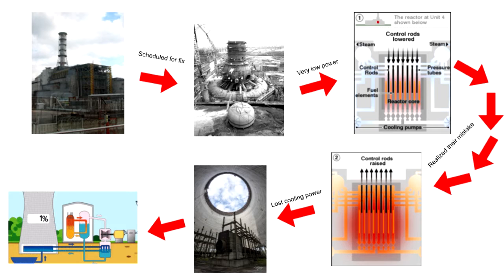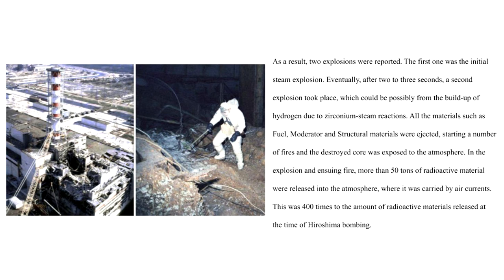As the channel pipes began to rupture, mass steam generation occurred as a result of depressurization of the reactor's cooling circuit. As a result, 2 explosions were reported. The first one was the initial steam explosion. Eventually, after 2 to 3 seconds, a second explosion took place, which could possibly be from the buildup of hydrogen due to the zirconium steam reactions.